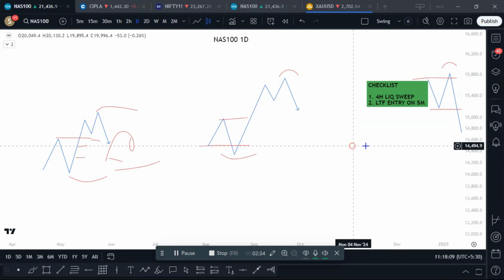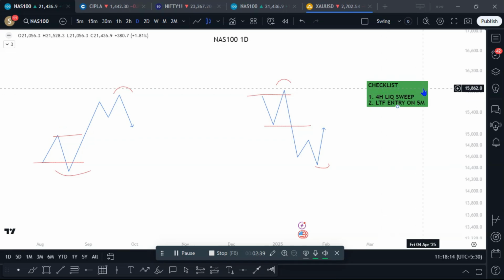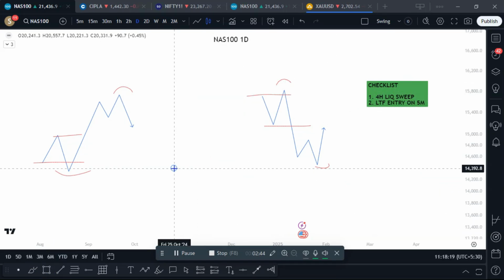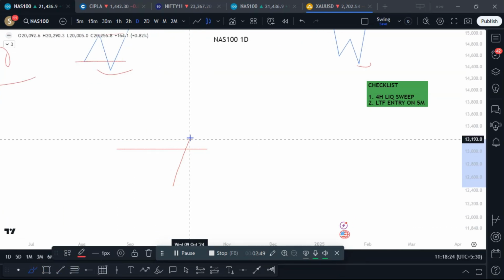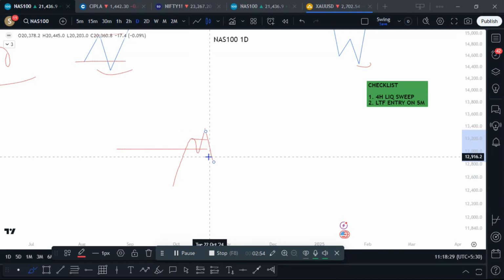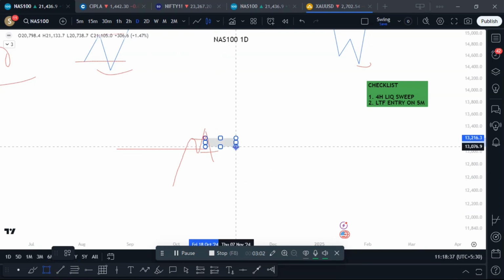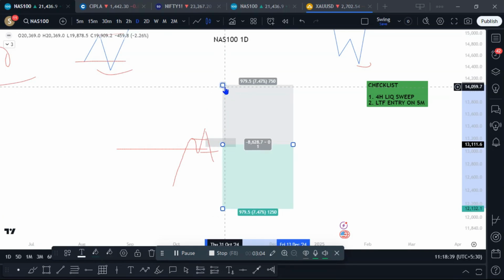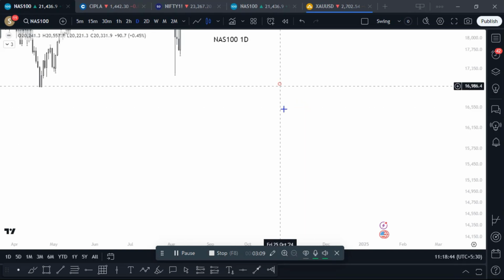So this is our checklist. Number 1, we need a 4-hour liquidity sweep, and number 2, after the sweep we will take entry on the lower time frame. Now let's suppose this is our liquidity level, price sweeps liquidity, and we need displacement on the 5-minute time frame. Displacement is nothing, just a shift in market structure with speed which leaves fair value gaps. So we will place our trades there like this. So let me show you some examples on chart.